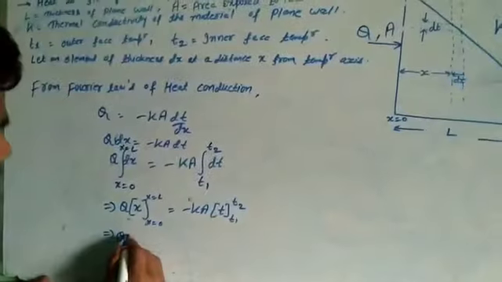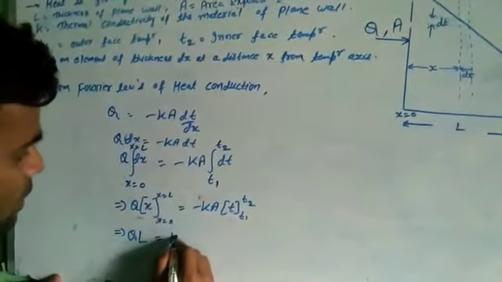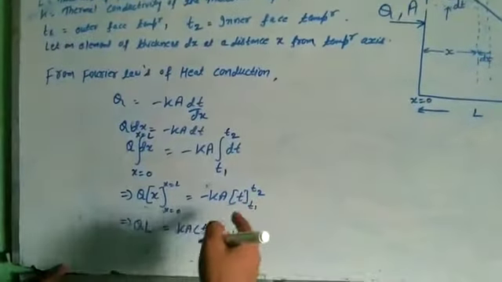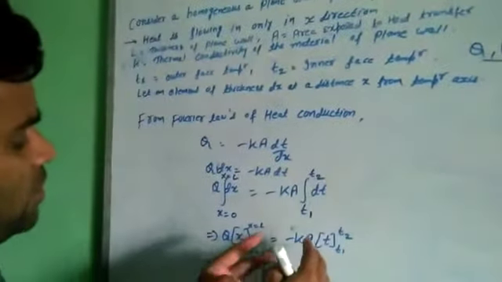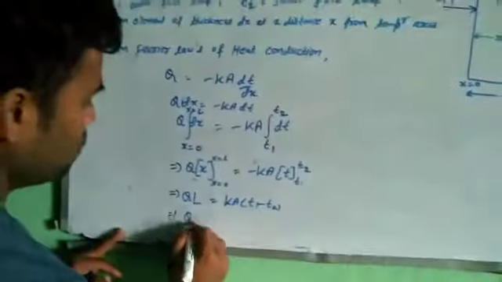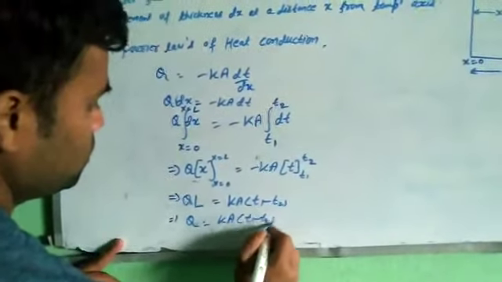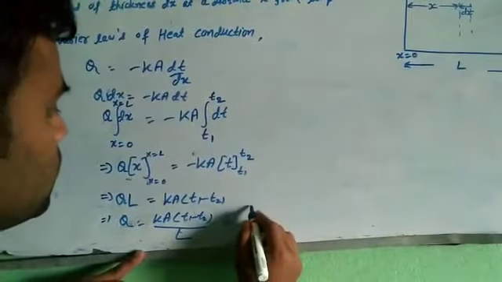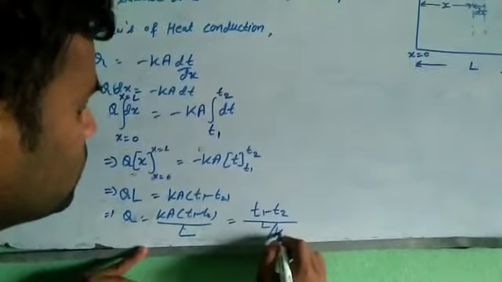After putting in the boundary limits, you will get QL is equal to minus K (T2 minus T1), upper limit minus lower limit, but the sign changes, so the minus sign will be removed. So you will get Q is equal to K (T1 minus T2) by L. Lastly, Q is equal to (T1 minus T2) divided by L by KA.